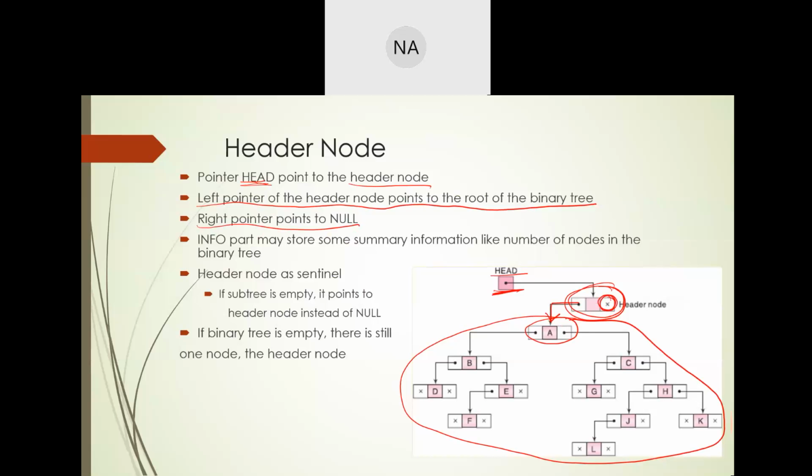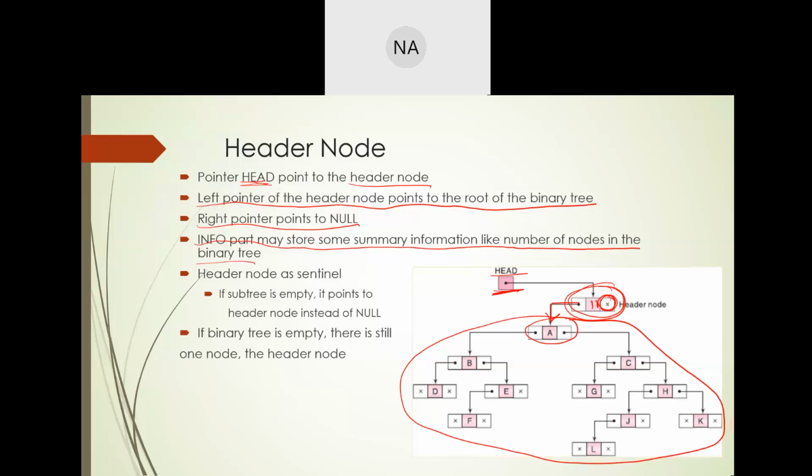So what is the use of the header nodes? The header node stores summary information. The information part may store some summary information like the number of nodes in the binary tree. Here, 1, 2, 3, 4, 5, 6, 7, 8, 9, 10, 11. There are 11 nodes, so you can store this value 11, the number of nodes in the binary tree, in the information part of the header node. So any summary information can be stored in the header node. The left pointer of the header node points to the root node of the binary tree, and the right pointer does not point to anything, it points to null.